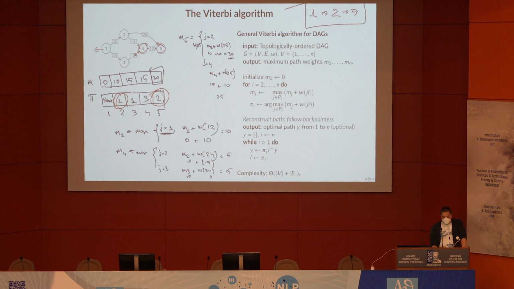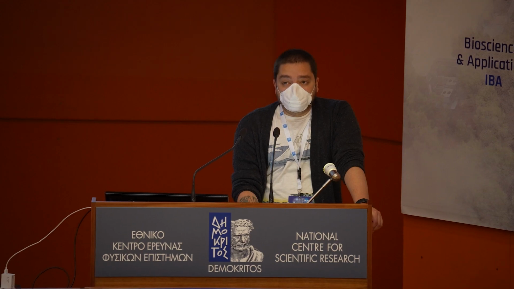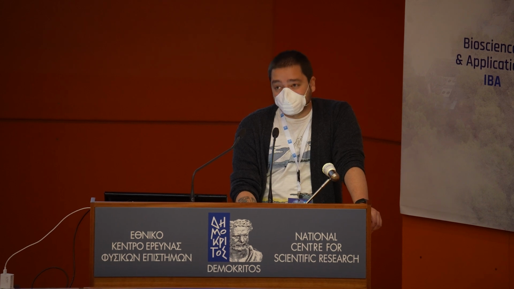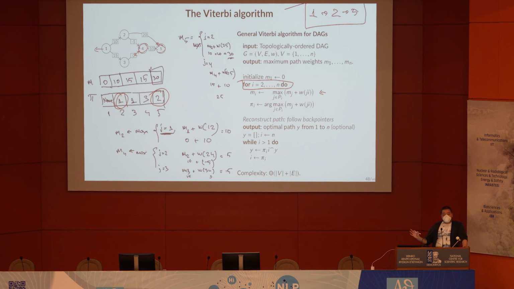So its complexity comes from having one loop over nodes, and inside each of these loops, we have a max over predecessors. So if you count how many things here get maximized over, every edge will appear exactly once. Every edge is one of the predecessors of some node in the DAG. So if you roll out these for loops, every edge appears exactly once. So that's why you have the complexity that is linear in both the number of nodes and the number of edges.